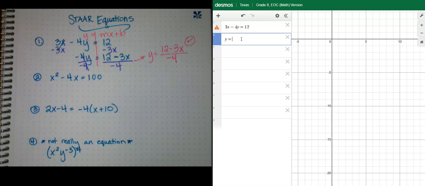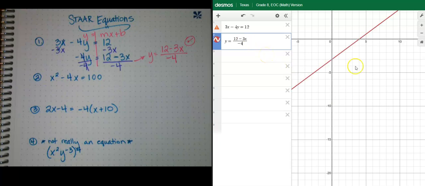So let's try it. Y equals, I have 12 minus 3x. And if you want to divide all of it, you have to highlight all of it, slash divided by negative 4. And now I'm given this beautiful line over here, and now I can find all sorts of information, right? Cannot be graphed, can be, right? It has to be in y equals mx plus b form. It must say y equals on one side.